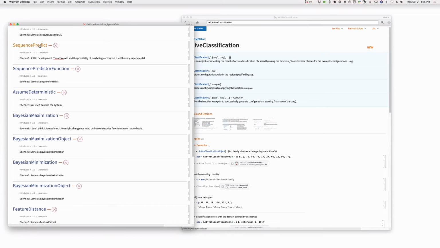We have on our live stream Ethan saying, I have absolutely no idea how to use active classification, and I have a PhD in machine learning. I think it's the worst function in Mathematica. Okay. Oh wow, that's a bit harsh.